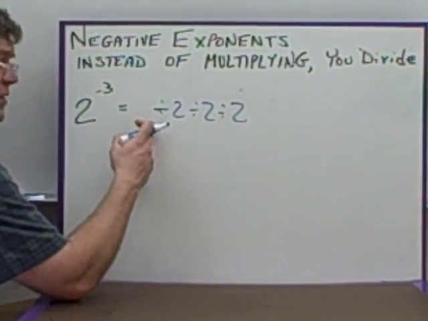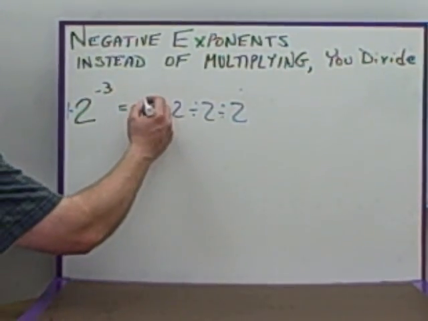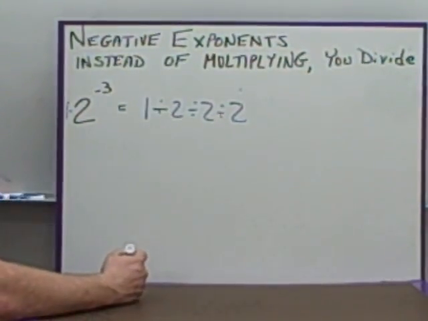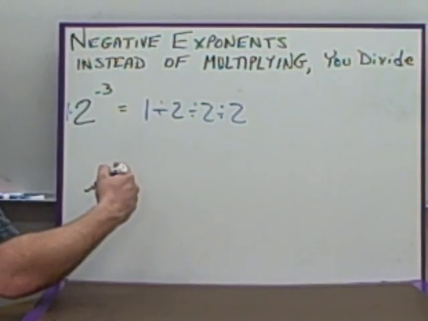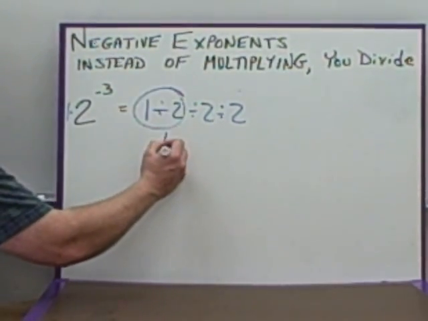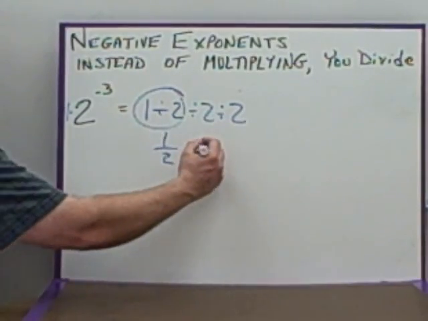What am I dividing by 2 here? Well, remember, there's always that 1 times in front of it. So there's really understood to be a 1 there. So when I'm dividing by 2 3 times, this 1 is actually the fraction 1/2. Right? 1 divided by 2 is 1/2.